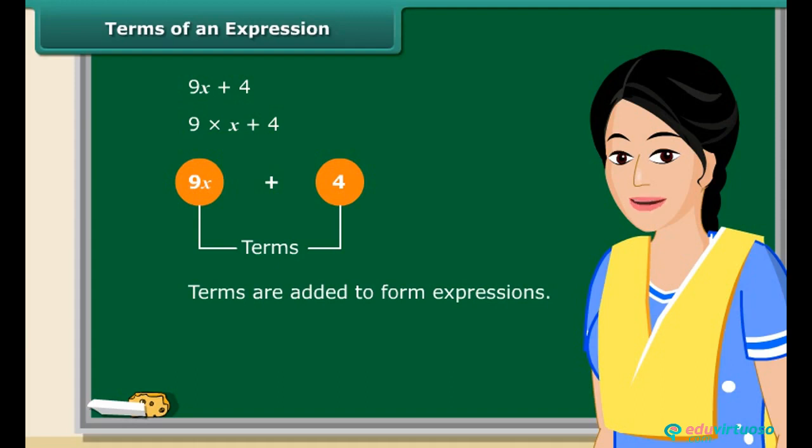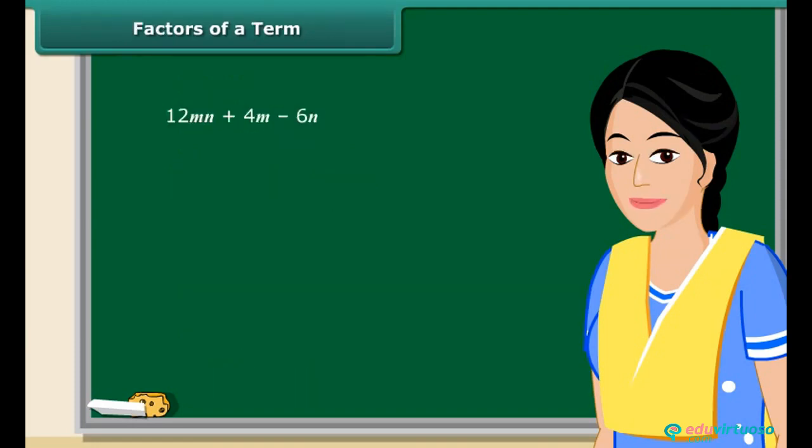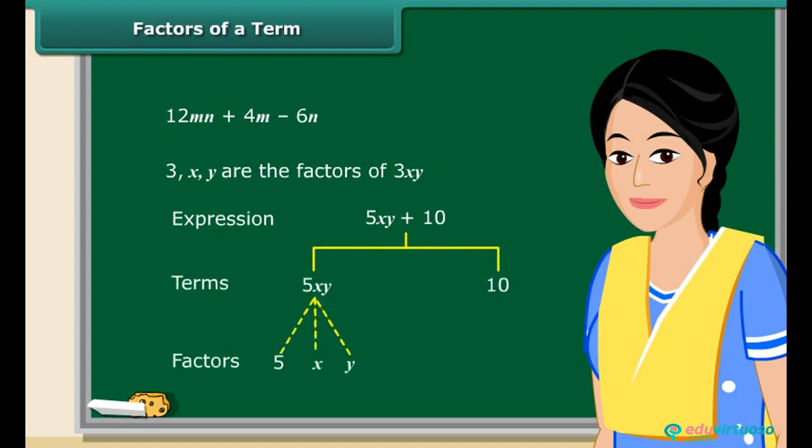How many terms are there in 5x plus 3y? That's right, it has 2 terms. A term is a product of its factors. But what are these factors? Look at this term. We say that 3, x, and y are the factors of the term 3xy. Do you know we can also represent 5xy plus 10 by a tree diagram? See, the dotted lines are used here for factors and continuous lines for terms. Remember, the factors cannot be further factorized.